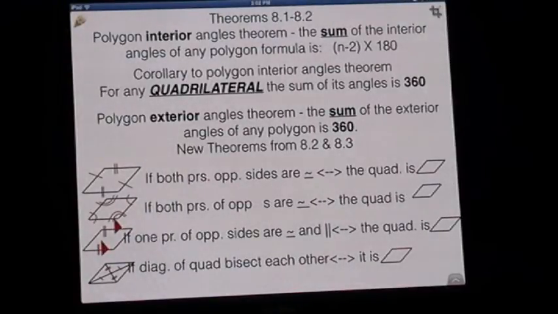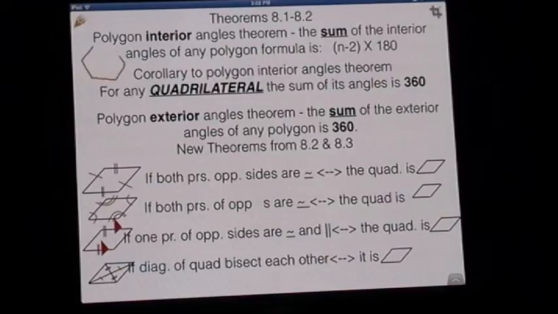Alright, starting with 8.1 to 8.2. The polygon interior angles theorem says that the sum of the interior angles of any polygon formula is n, meaning the number of sides, minus 2 times 180. Now you might want to draw a picture of this on your theorem list. I would suggest a picture that looks something like this.